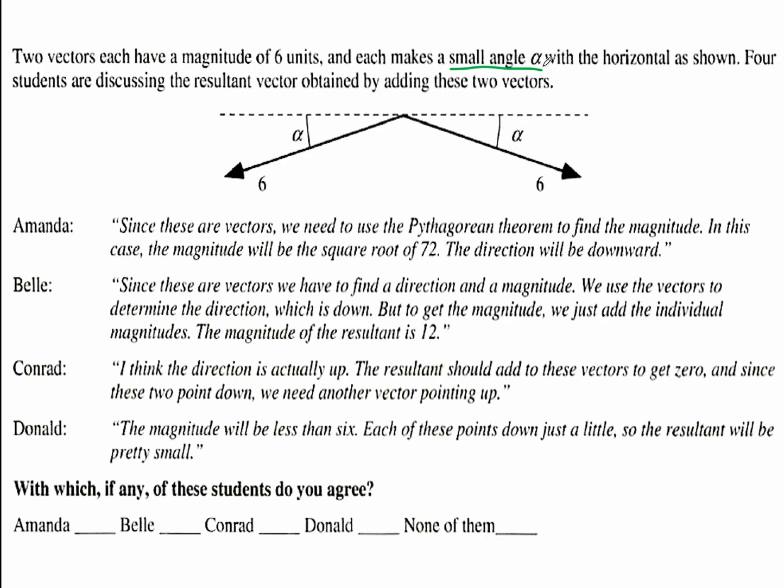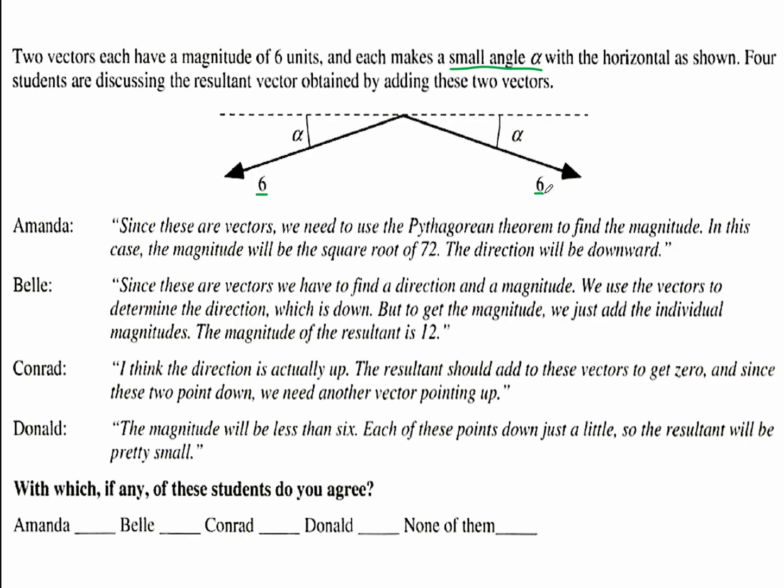Amanda says, since these are vectors, we need to use the Pythagorean theorem. Oh, by the way, both of them have a length of 6. You just use the Pythagorean theorem to find the magnitude. In this case, the magnitude would be the square root of 72. The direction will be downward. So 6 squared plus 6 squared equals 72, so you just take the square root.